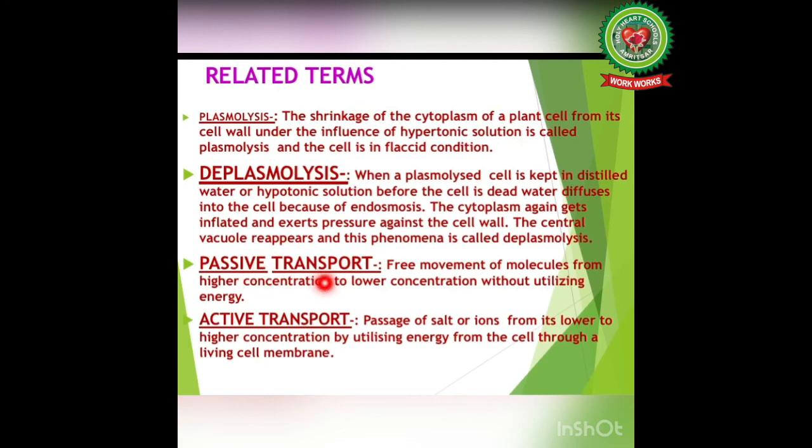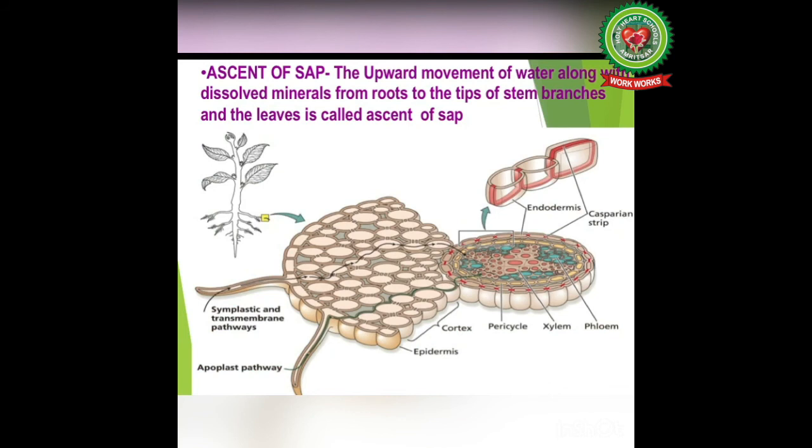Then passive transport: free movement of water molecules from higher concentration to lower concentration without utilizing energy. Active transport: passage of salt or ions from lower to higher concentration by utilizing energy from the cell through a living cell membrane. Ascent of sap: the upward movement of water along with dissolved minerals from the roots to the tips of stems, branches and leaves is called ascent of sap.